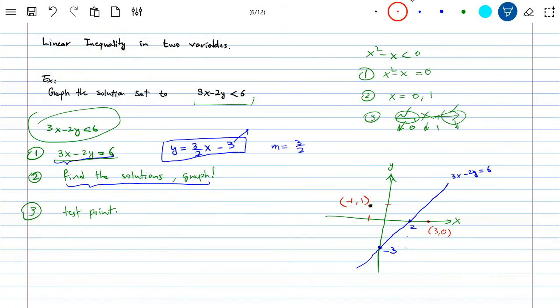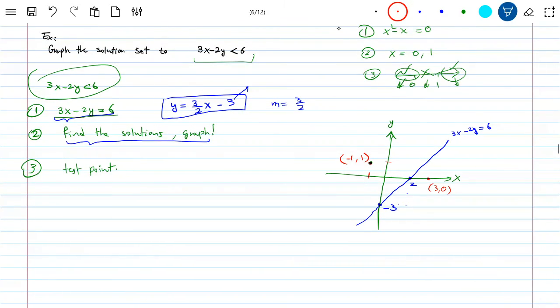And you replace these test points into the original inequality to see if it satisfies the inequality or not. Replace -1 and 1 into the inequality. 3 times -1 minus 2 times 1, is it less than 6?